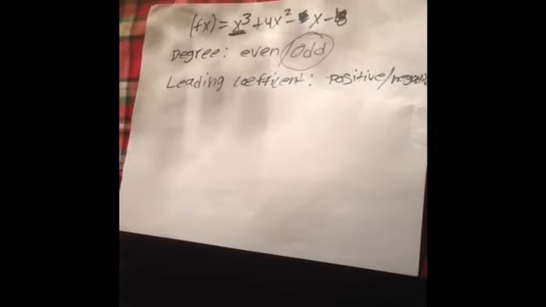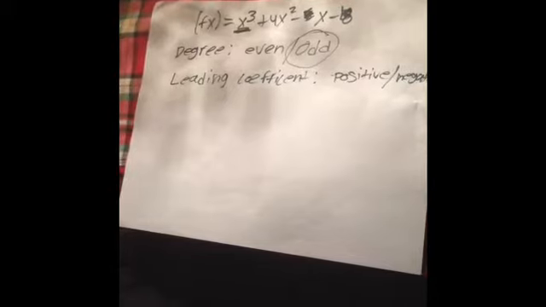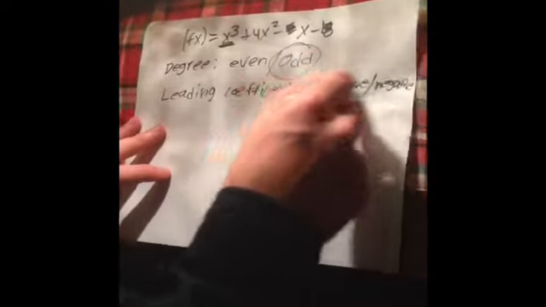But how do you know which one's the leading coefficient? It's the one with the highest power. Okay, and then since there's no number in front of the x, it's an imaginary 1. Yes, correct, good job. And a 1 is positive.